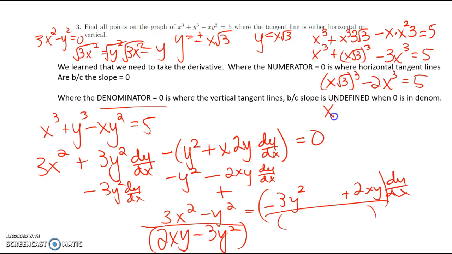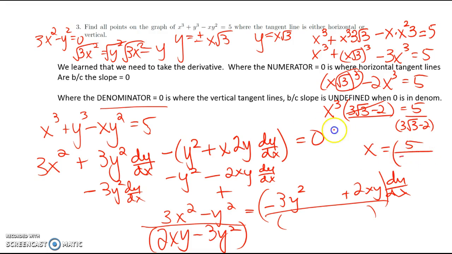If we factor that out, x to the third, and it's not a radical, I'm factoring it out. Inside the radical, I will have, if this thing is to the third, 3 square root of 3 minus 2 equals 5, right? Divide by this, 3 square root of 3 minus 2. So x to the third equals this thing, and then I have to take the cube root, right? So it's 5 over 3 square root of 3 minus 2 to the 1/3, which is the cube root, right?